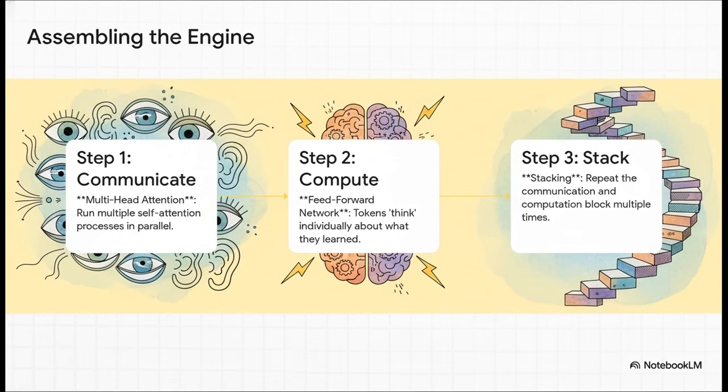The second phase is computation. After all that talking, each token gets some time to think on its own about everything it just learned. And it does this using what's called a feed-forward network. And then we just stack these blocks. Communicate, compute, over and over again to build a really deep, powerful network.